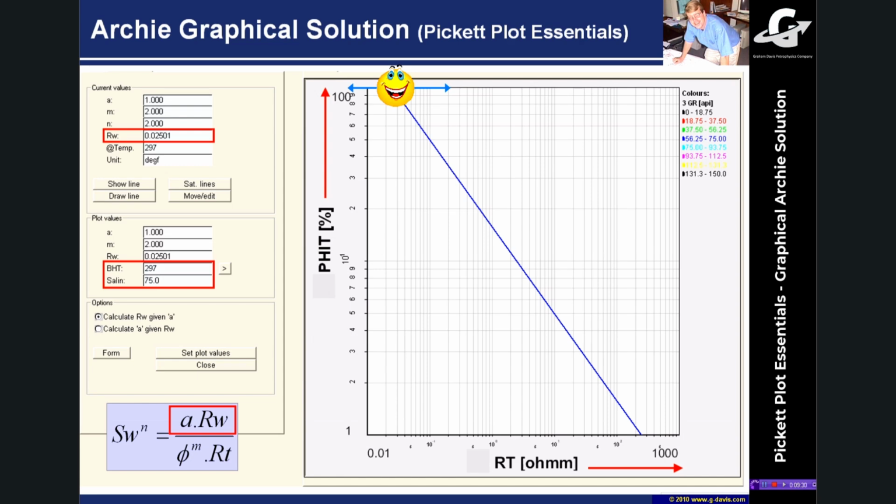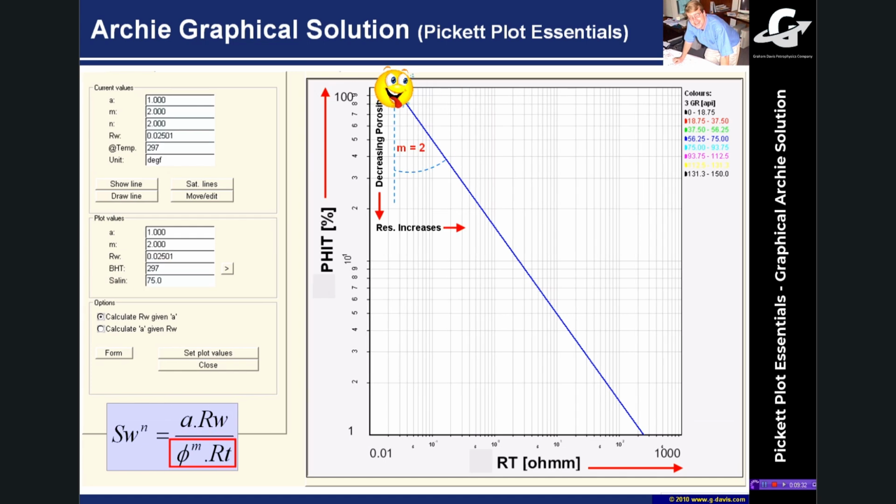So let's decrease the porosity. We'll come down and we'll decrease the porosity, putting rock in the way. And as we put more and more rock in and the porosity decreases, the resistivity, as you might expect, increases. And the rate of change of resistivity increase is this Archie M exponent, this cementation factor. So this rate of resistivity increase, the gradient of that, is this M, the Archie M gradient exponent.